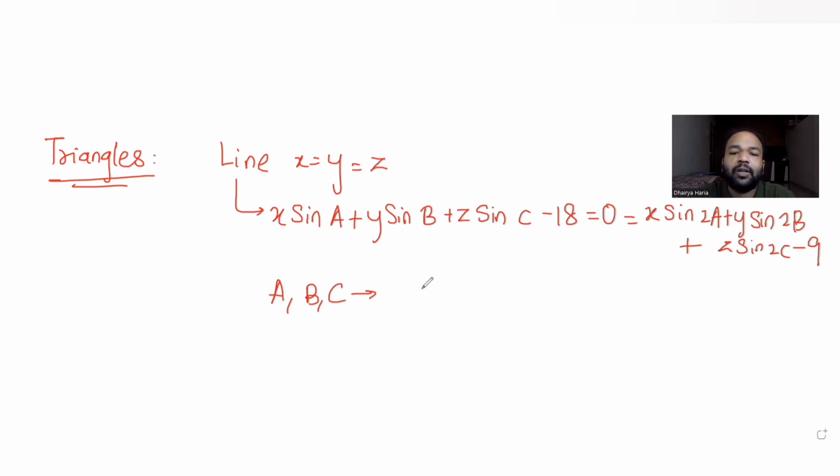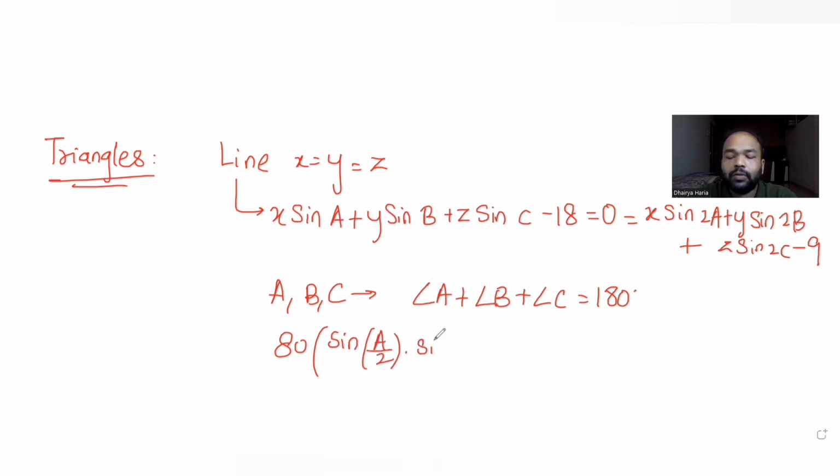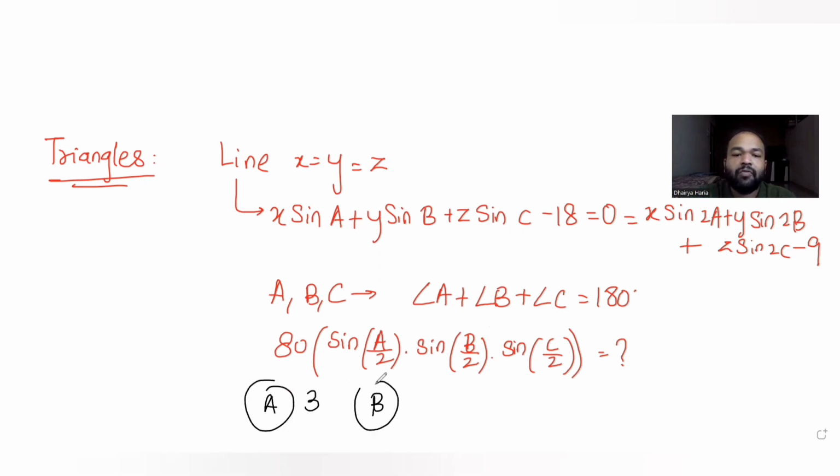So basically, when they are the angles of the triangle, I understand the sum of all those angles, A + B + C, is 180. Further, they have asked us the value of 8 sin(A/2) sin(B/2) sin(C/2). So we need to figure out the value of this entire expression. The options given are 3, 4, 5, 6. We need to figure out which one of the four options is the correct answer.